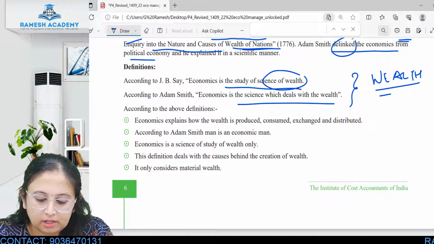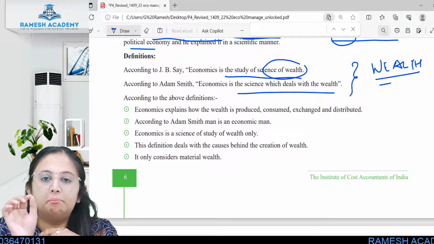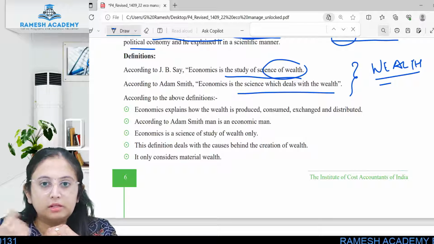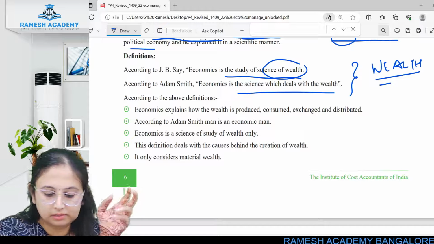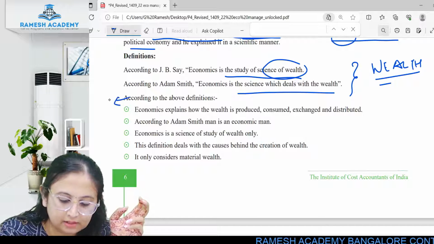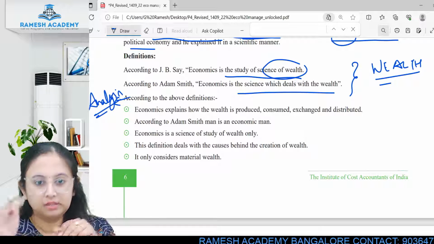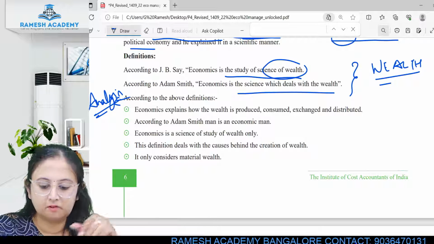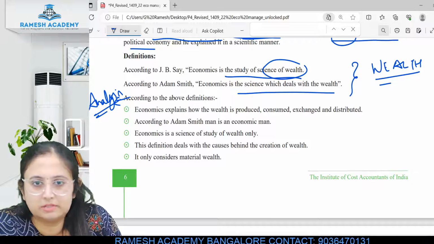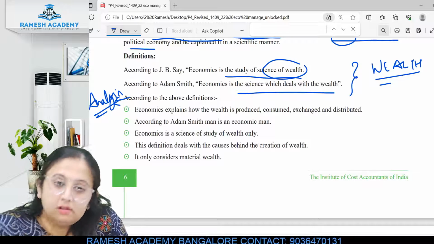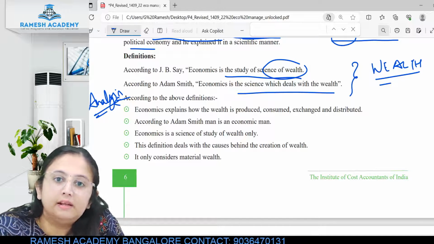Okay, so according to the above definition, they have bifurcated it into points so that you can understand it in a better manner. This is nothing but an analysis of the definition. This definition, whatever we have studied, is the science of wealth, or the science which deals with wealth. Both are one and the same, they give almost the same meaning. So they have given an analysis of what exactly the definition means.